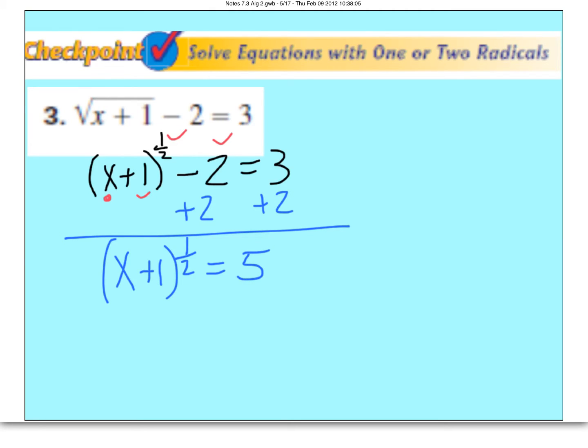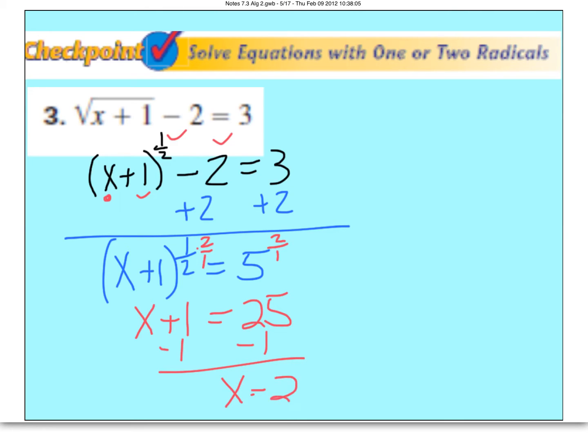Okay. Now you can tell that the 1 and x is locked in by the 1/2, so we've got to get rid of the 1/2. The only way to do that is the reciprocal, 2 over 1. And again, this is a little exponent. So we have x plus 1 equals 5 squared, which is 25. Wrap it up by subtracting 1. X equals 24. If we put 24 in for x here, this equation will work.